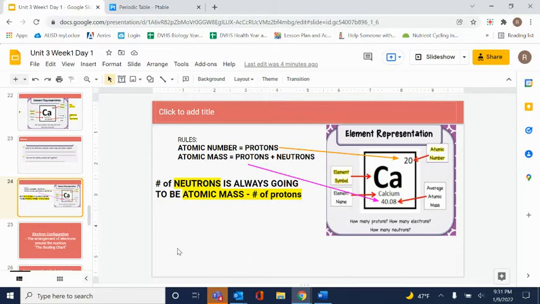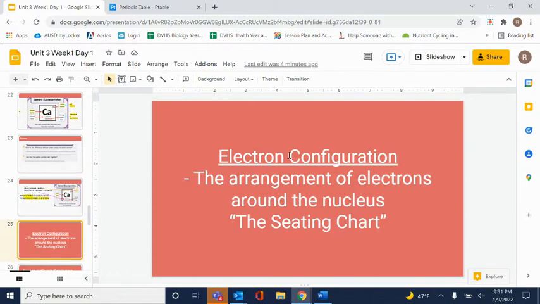Okay, and the way that they come together is they bond, they hold on to each other. Now, before we can get to bonding, like I said, we have to understand how they hold on to each other. And that's where electron configuration comes into play. Electron configuration is the arrangement of electrons around a nucleus. You could think of it like the atom's seating chart. The electron configuration is our prediction for where we can find electrons within that atom.